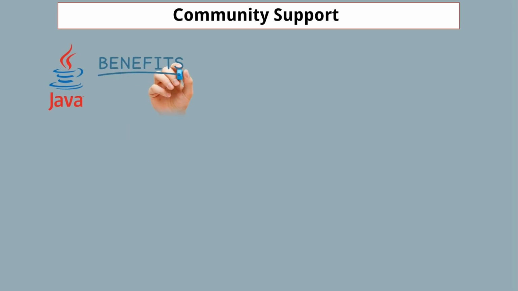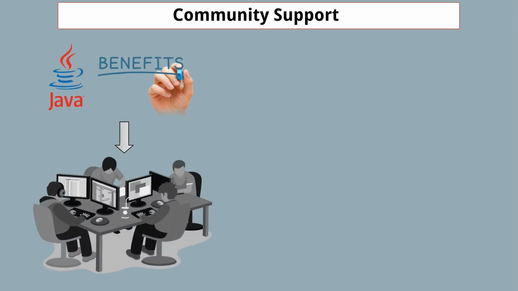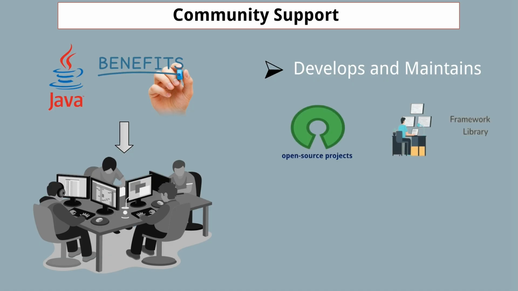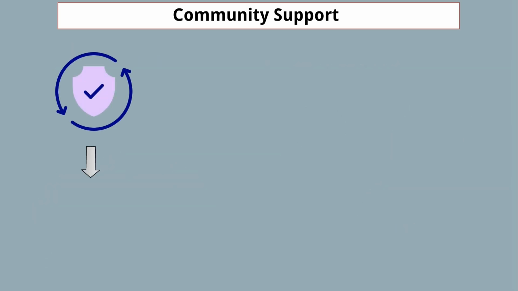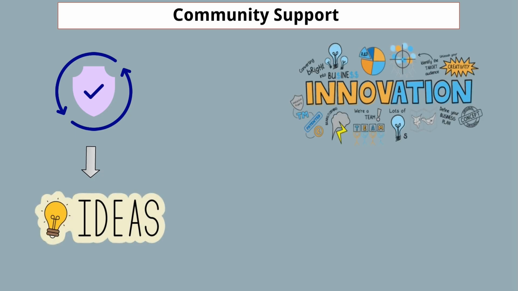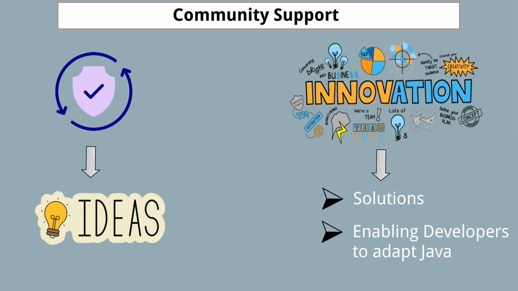The next one is the community support. Java benefits from a large and active community of developers who contribute to its flexibility. The community actively develops and maintains open source projects, libraries, and frameworks that extend Java's capabilities. This community support ensures a constant flow of new ideas, innovations, and solutions, enabling developers to adapt Java to their specific programming needs.